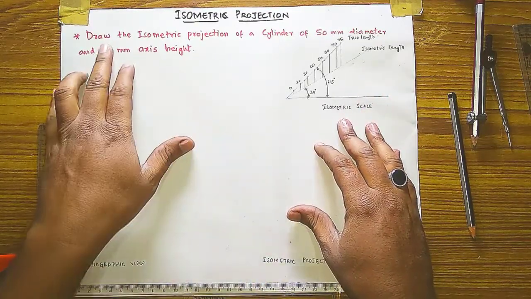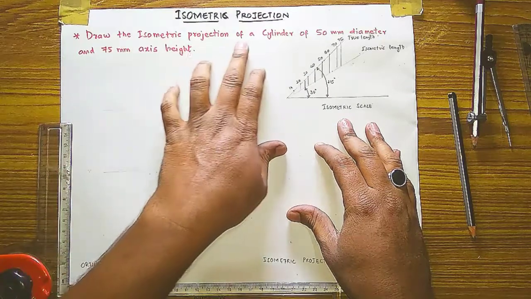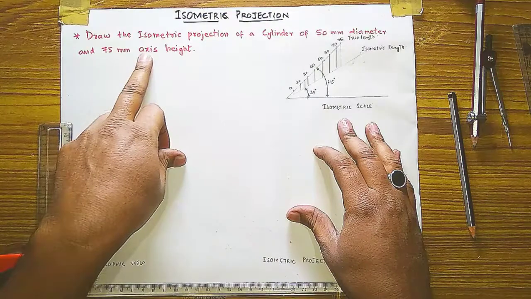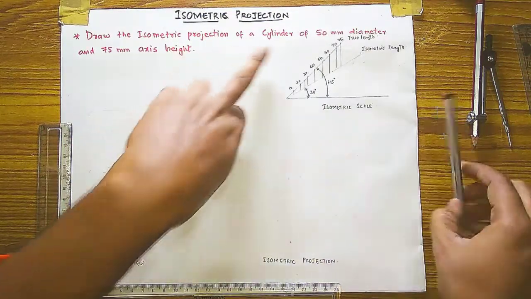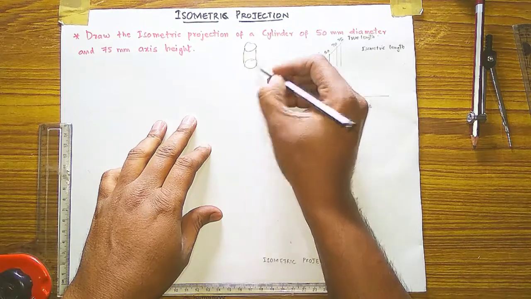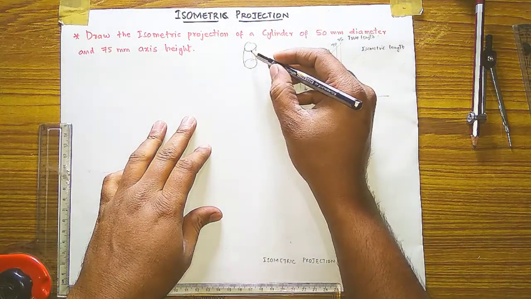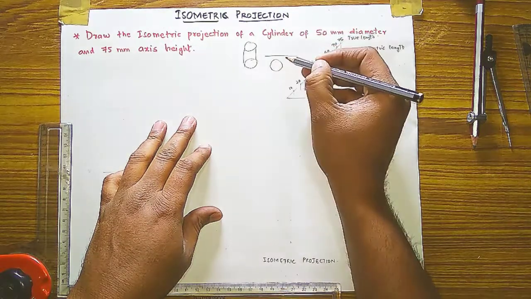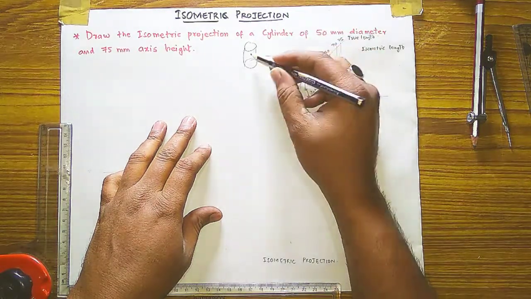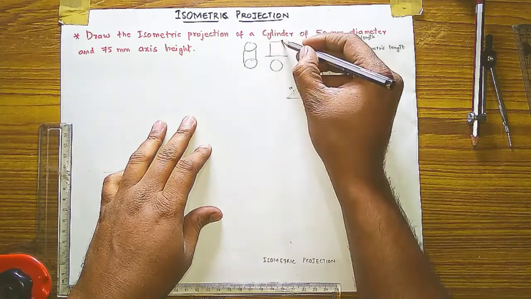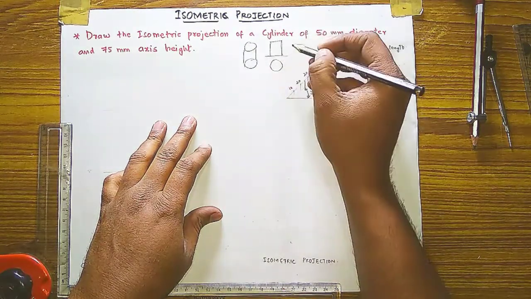Now I am starting my question. Draw the isometric projection of a cylinder of 50 mm diameter and 75 mm axis side. Means a cylinder will be like this. If you see the cylinder from the top, it looks like a circle. This is the top view of the cylinder. If you see from the front, a rectangle shape you will have.